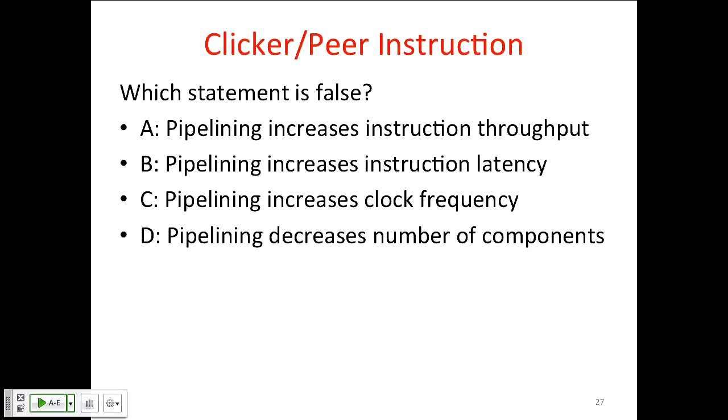So it will increase instruction latency. That's true. Pipelining increases clock frequency. Hopefully you are listening. We just said that in the slides a few slides ago. That's the whole goal. So one thing that is false is that pipelining decreases the number of components. You need to add the registers to provide the pipelining, to separate the different stages from each other. So that's the correct answer. Pipelining increases the number of components.